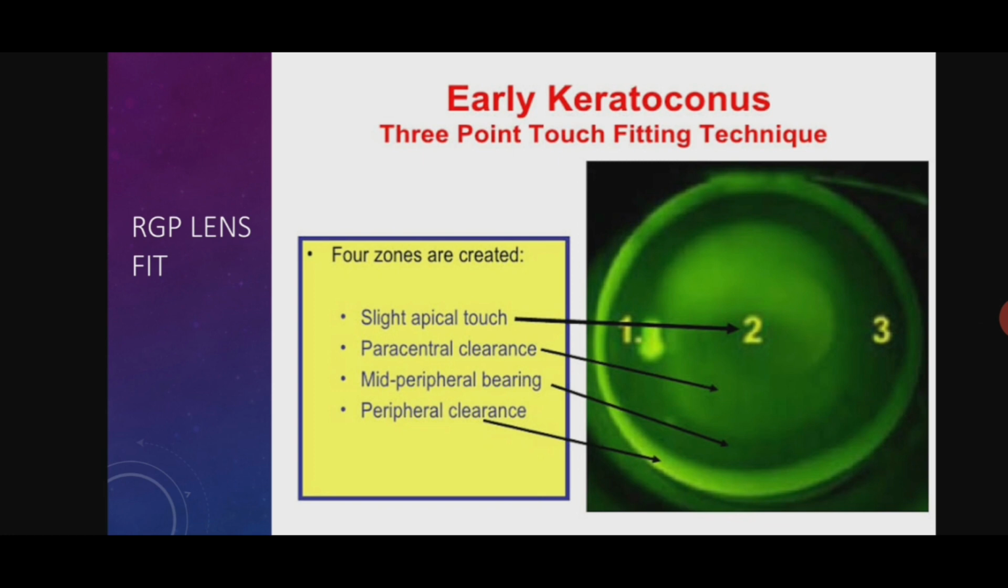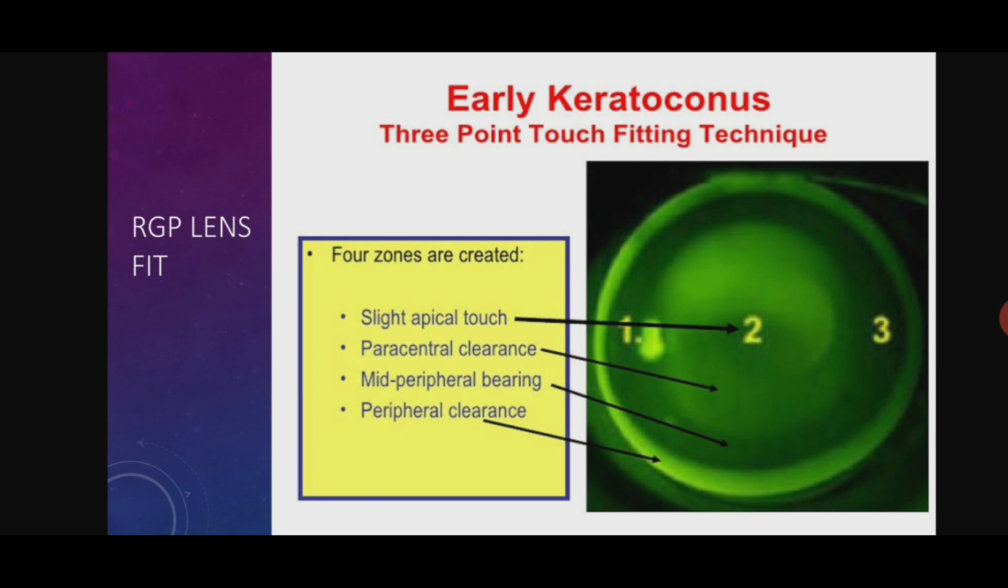Wherever there is tear film, it absorbs fluorescent dye. When you place fluorescent dye, the tear film absorbs it and there is fluorescent pooling. That's why you can see a green color in the cobalt blue filter. Clearance means there is presence of fluorescein, and bearing means the lens is touching the cornea.